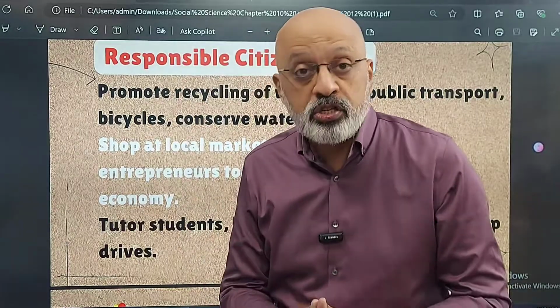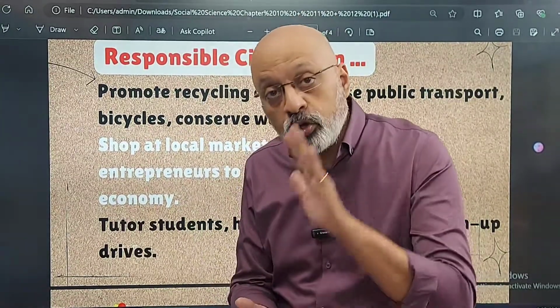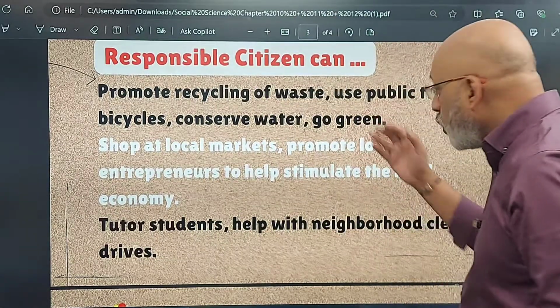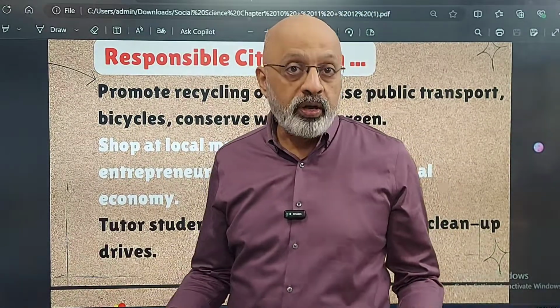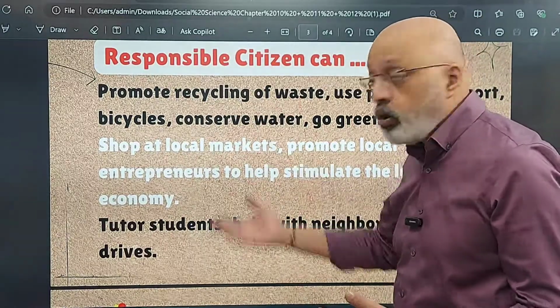Water is a precious resource. ये सिर्फ आपका नहीं है, ये हम सबका है. So it is also your duty to ensure that you save water. Go green, plant trees so that the area is more green. That is something which you can do. You can shop at the local market. I'm giving you lots of points.